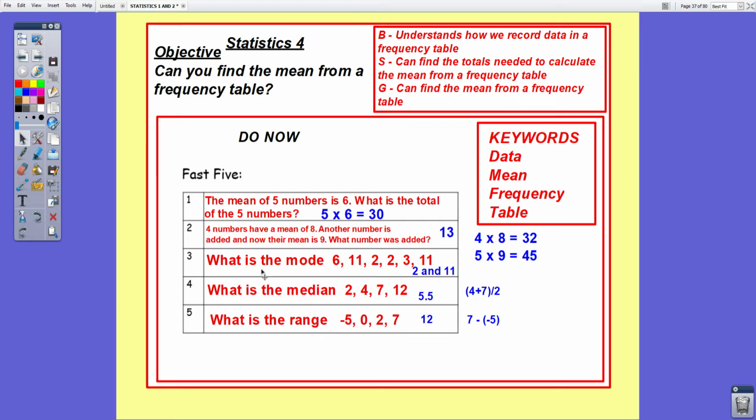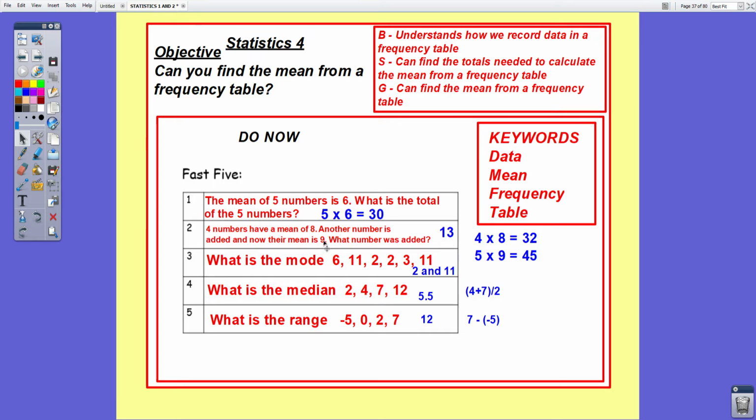Question 2. 4 numbers have a mean of 8. Another number is added, and now their mean is 9. What number was added? 4 numbers have a mean of 8, so their total must be 4 times 8, which is 32. Another number is added, so now there are 5 numbers, and their mean is 9. So 5 times 9 means their total must be 45. What number was added? Well, the 5th number must be 45 take away 32, which is 13.